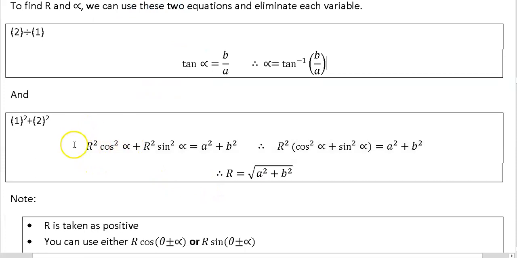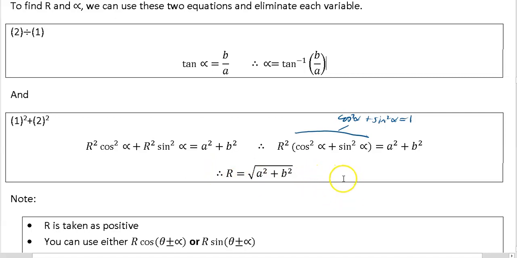So what you can do is square both of those. So r squared times cos squared alpha plus r squared times sin squared alpha is equal to a squared plus b squared. This then you could factorize out as r squared times (cos squared plus sin squared) equals a squared plus b squared. And this wee bit here, remember cos squared alpha plus sin squared alpha equals 1. So this whole thing just becomes r squared times 1, so r squared is equal to a squared plus b squared, which means r is equal to the square root of a squared plus b squared.